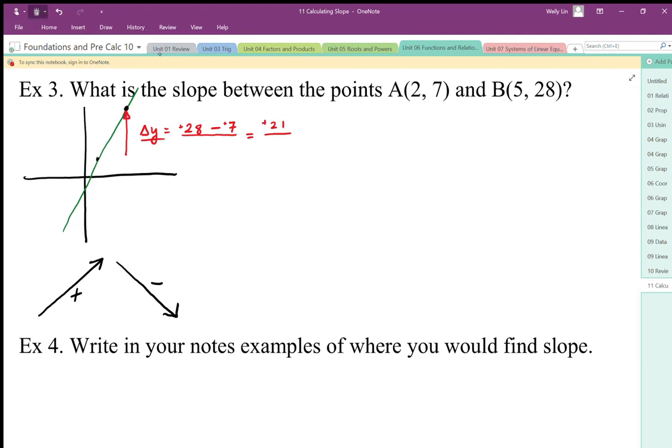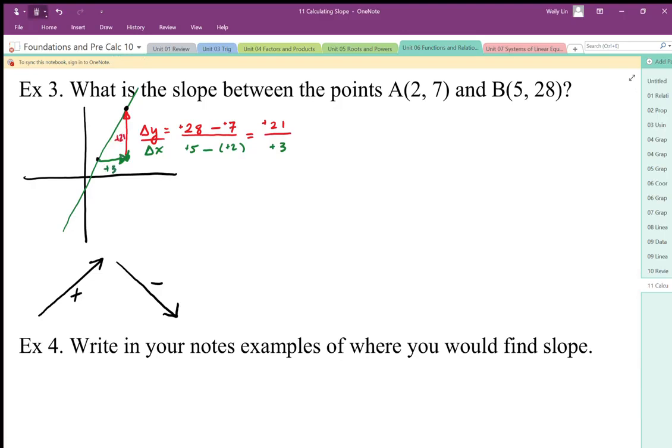Then I draw in my change in x along the horizontal here. The change in x, we ended at positive 5. We started at positive 2. So I have a run of positive 3. It went 3 to the right. So plus 3 here and plus 21 here.